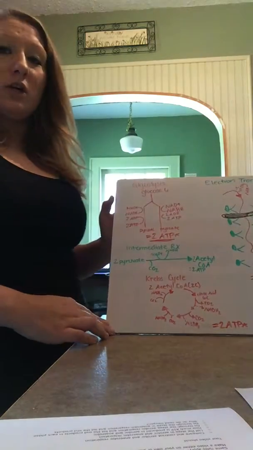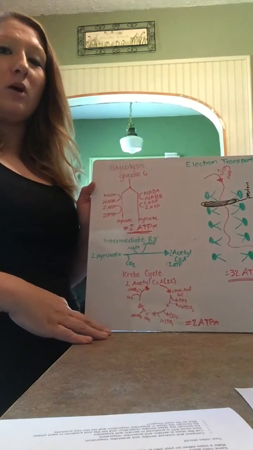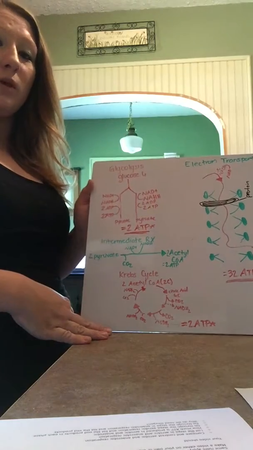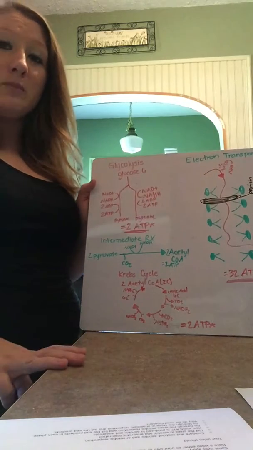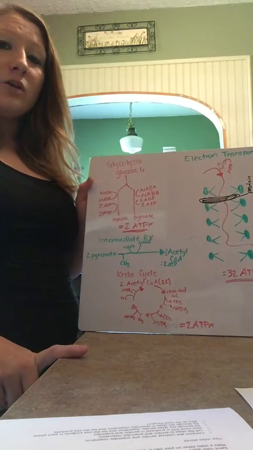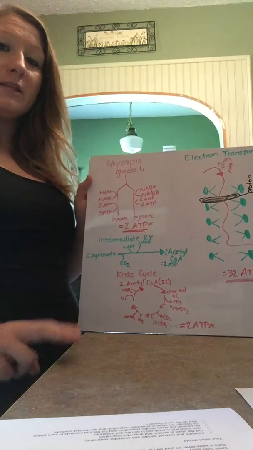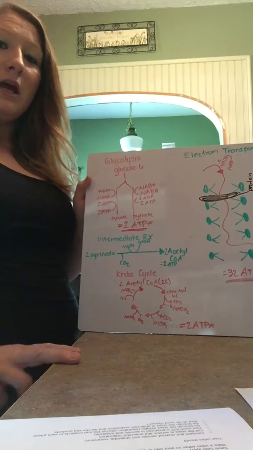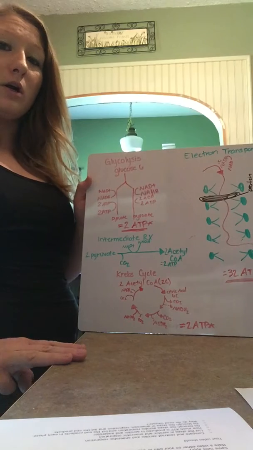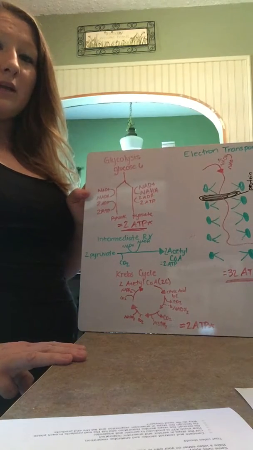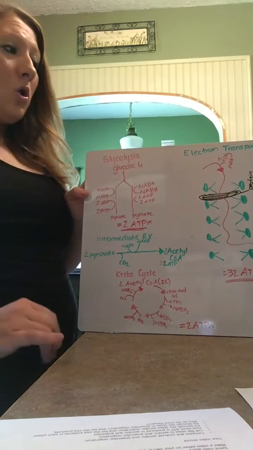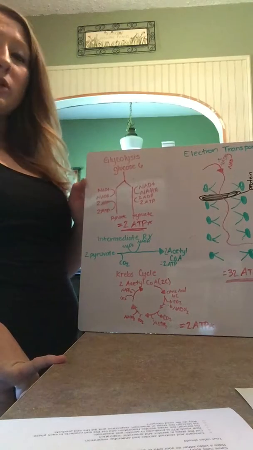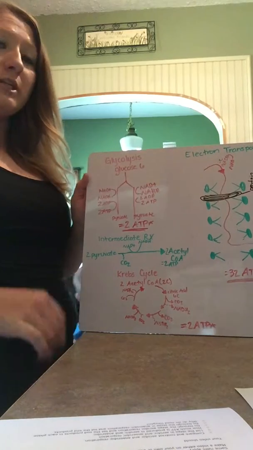So first off, we're going to start with aerobic respiration. That's with oxygen. It has 4 steps. It starts in the glycolysis stage. The second step is the intermediate reaction. Then it goes to the Krebs cycle, also known as the citric acid cycle. And then the last portion is the electron transport.